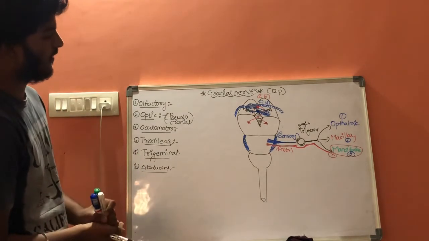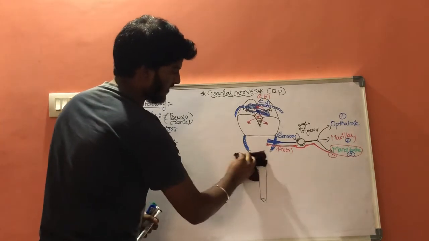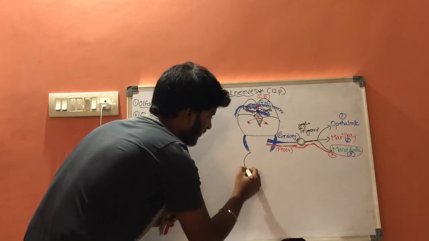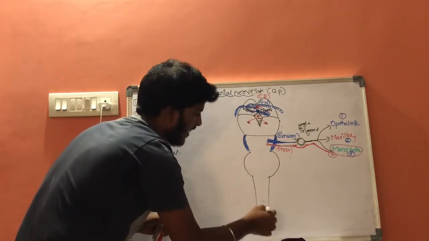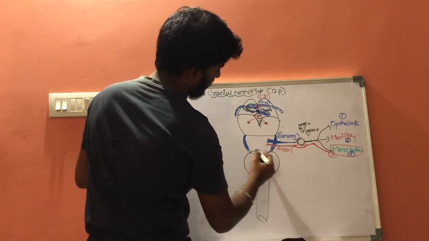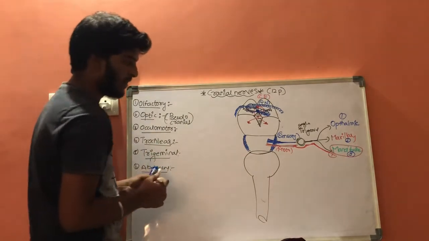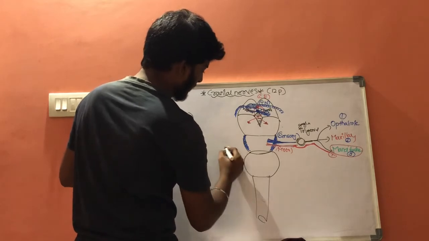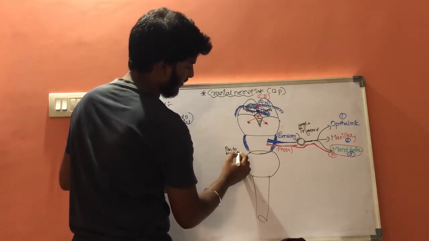Now let us make some modifications in this diagram. This is the midbrain, this is the medulla and its spinal cord. This junction between the medulla and the pons is called the pontomedullary junction.